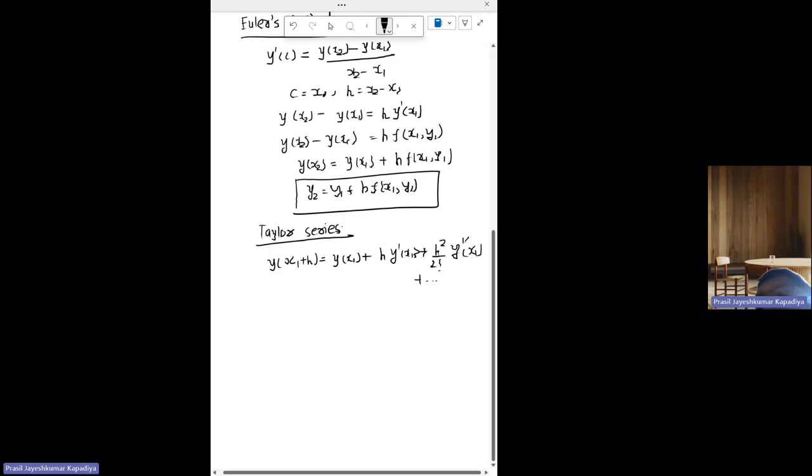So if we take h very small, then it will reduce to this term only, and this is nothing but Euler's method. So for that we need to take a very small value of h.